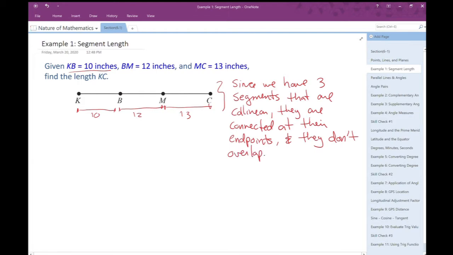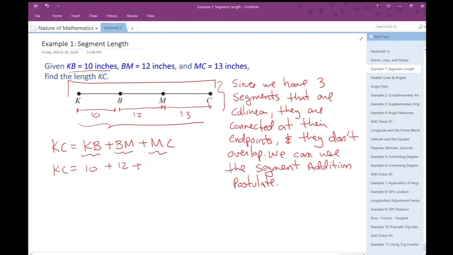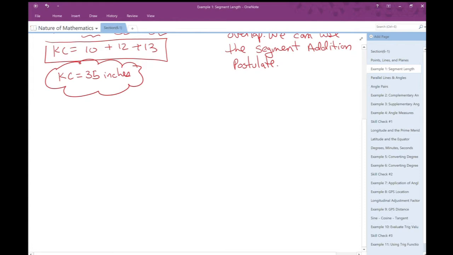We can use what is called the segment addition postulate. And the segment addition postulate basically says that a larger segment, KC, can be written as the sum of smaller segments that we see here. So we can say that KC is equal to KB plus BM plus MC. Now I can replace KB with the 10 that it's equal to, BM with the 12 that it is equal to, and MC with the 13. KC is equal to 35, and this was in inches. So that's an example of how the segment addition postulate works. Let's draw an example where it does not apply.